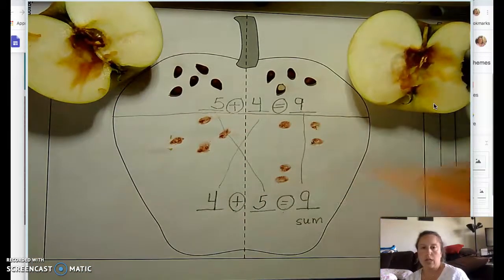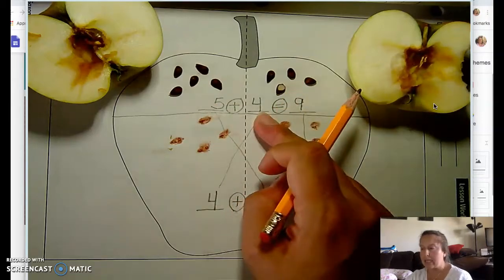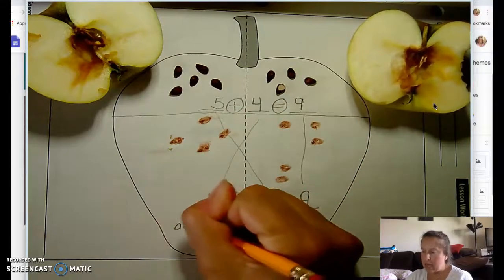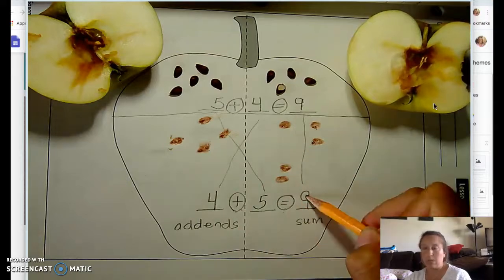Did the answer change? No. When you're adding, you can switch the first numbers that you are adding. These are called the addends. You can switch the addends when you are adding and still get the same sum.